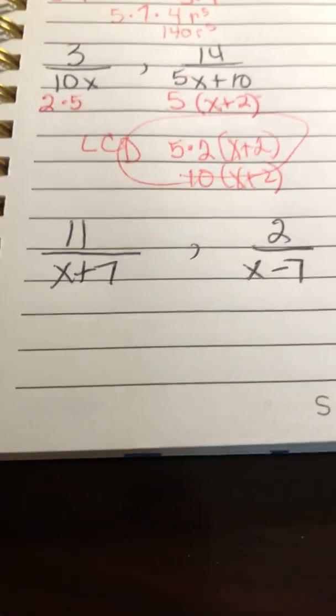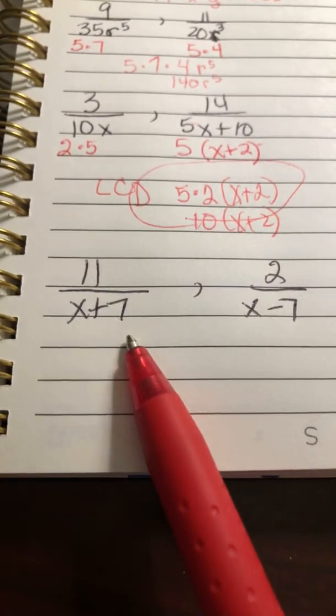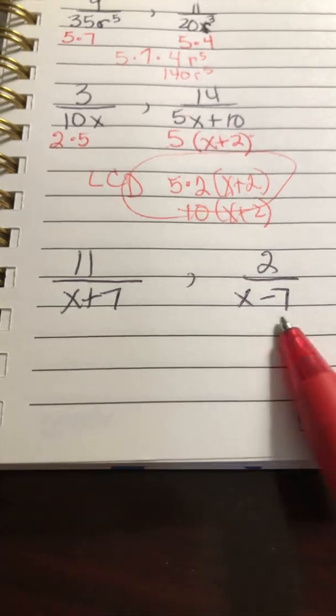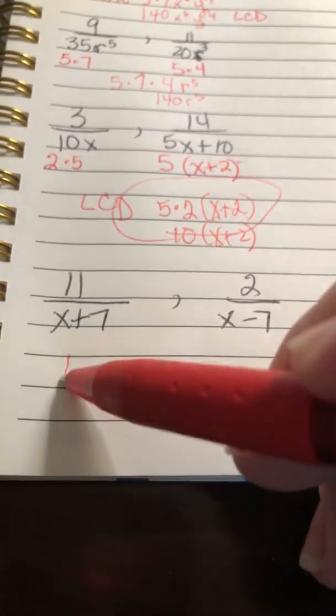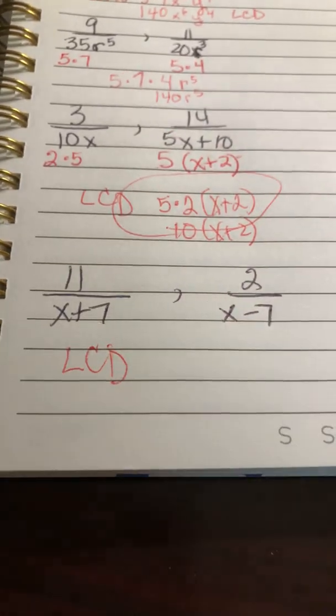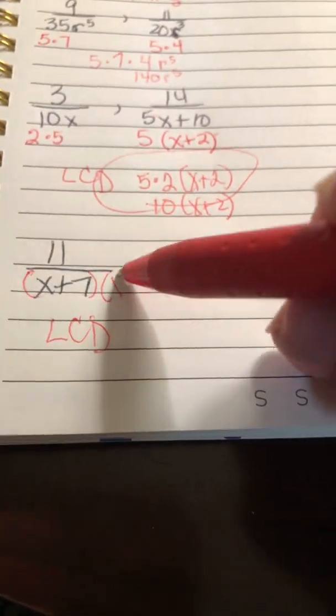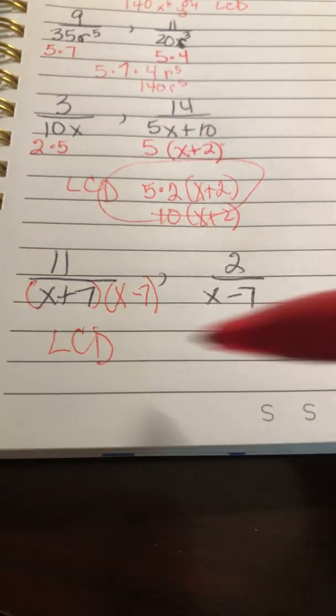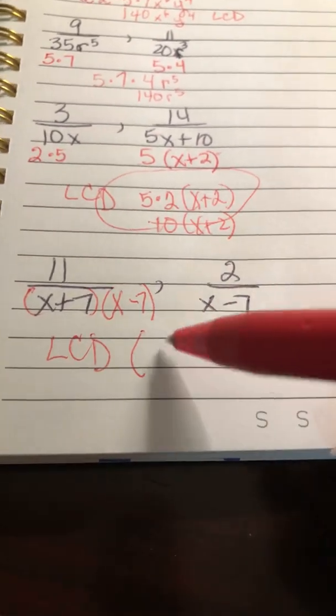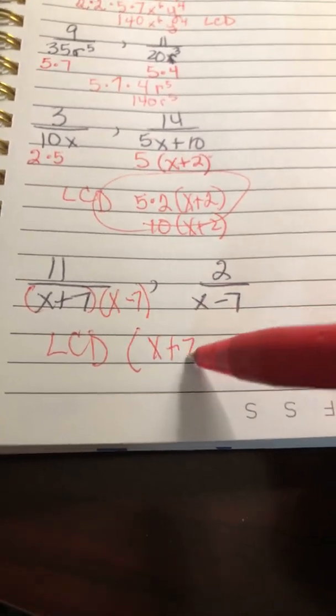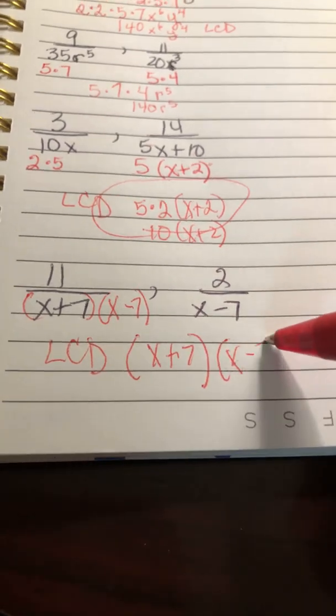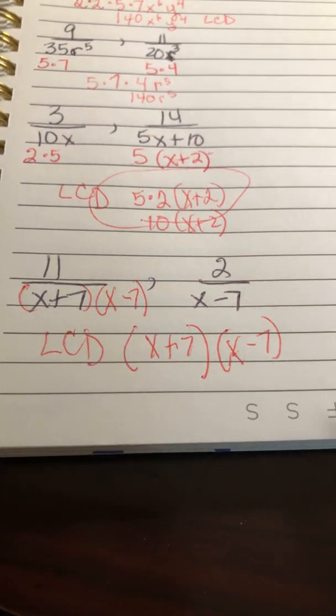And then down here, this is factored already, this is factored already. They don't have anything in common. So if I said, what's the least common denominator? If I want them to have exactly the same thing, that means that this needs to have also a set that says x minus 7. And this one needs a set that says x plus 7. So the thing that they're going to have the same is the set of x plus 7, x minus 7.